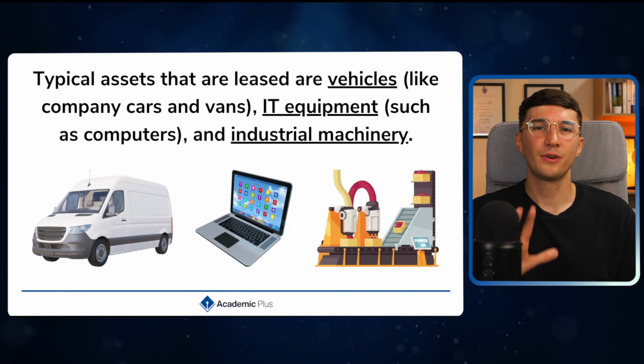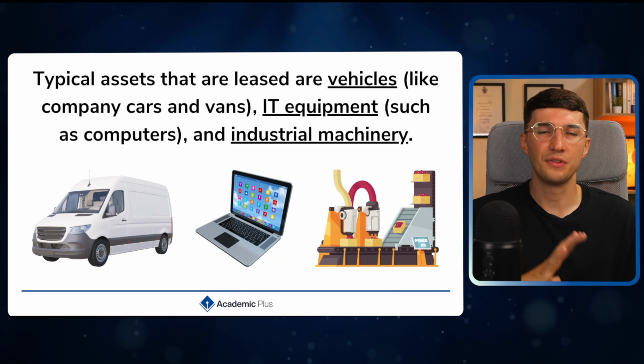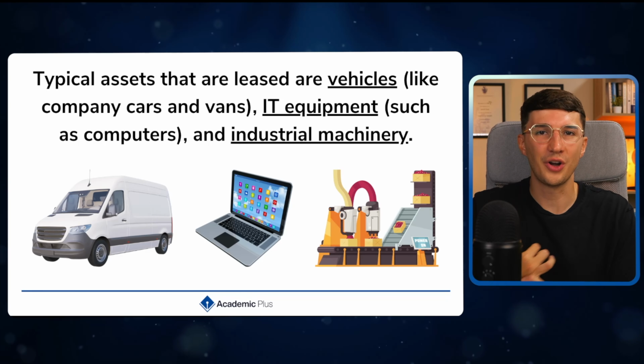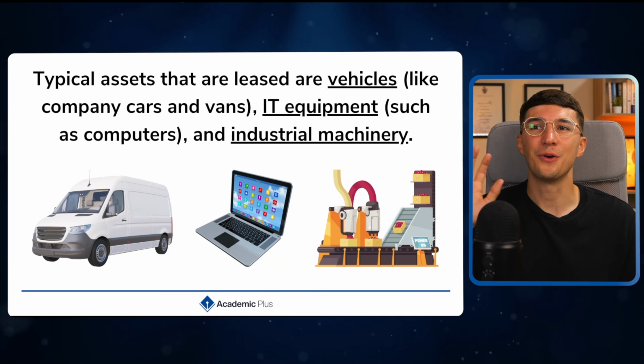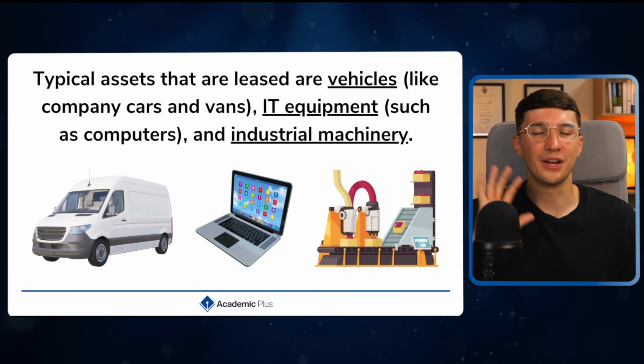And in terms of the typical assets that you would want to lease, this could be vehicles, like a company car or a delivery vehicle. It could be IT equipment such as computers, or large industrial machinery and equipment.